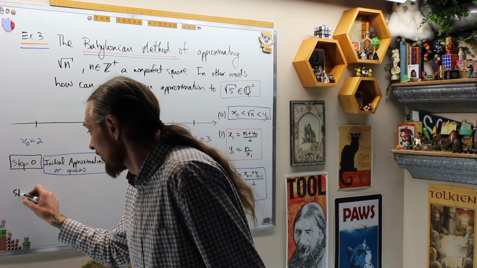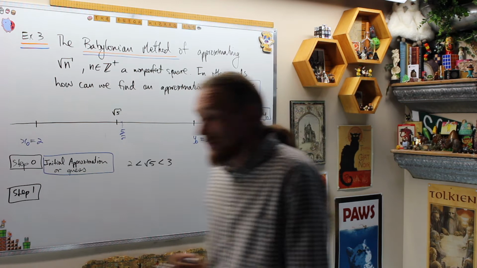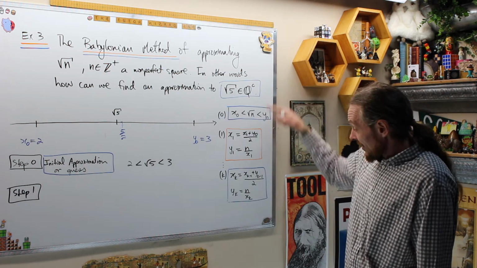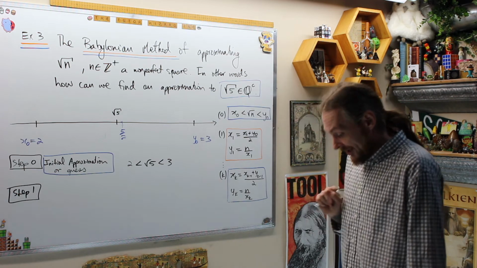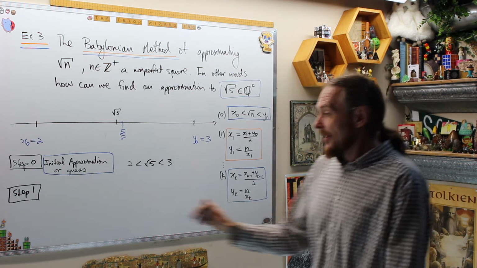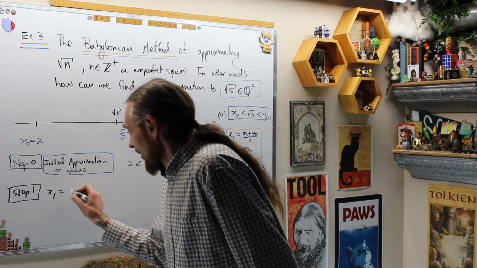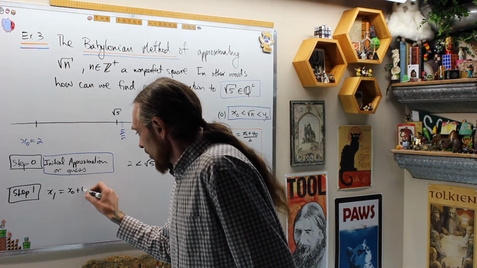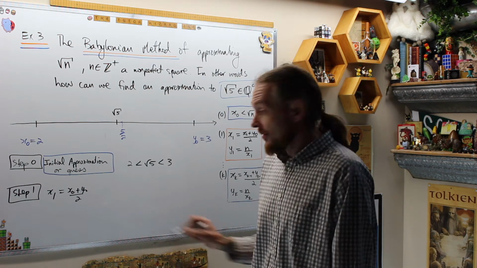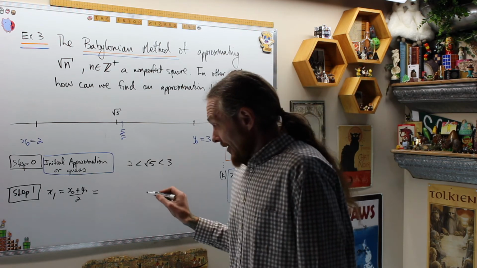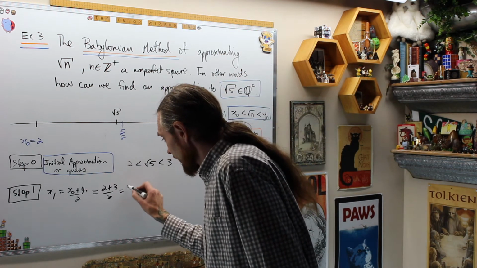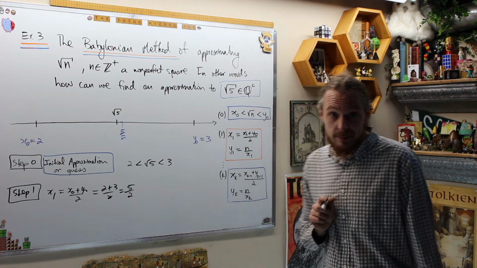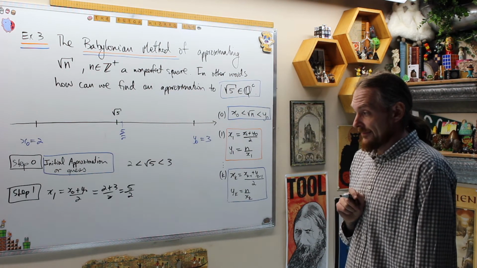So step 1. Once I have my initial guess, I just iterate this over and over and over again. Ad infinitum or ad nauseum, whichever one comes first. Nauseum always comes first. So I'm going to get x1 is x0 plus y0 over 2, which is going to be what? This will be 2 plus 3 over 2, which is 5 over 2. The average, the midpoint of that, 2.5.